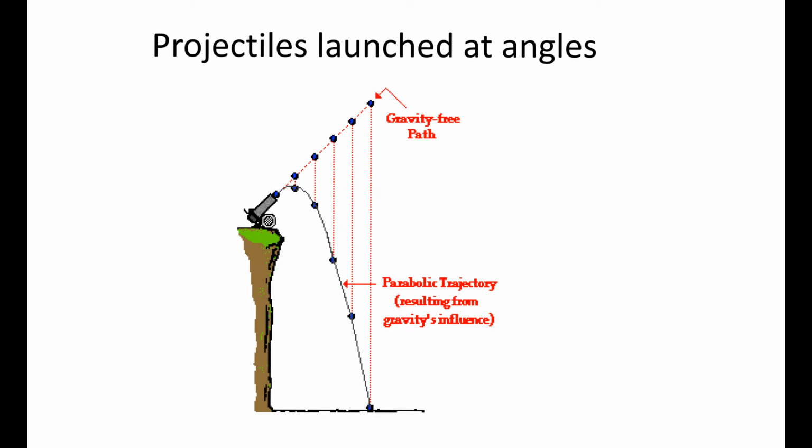Alright, so this is another diagram of how projectiles launched at angles work. You get the nice little parabola looking thing there. So if you launch it up, it will initially start going up and then change direction and go down at some point. But the horizontal part, whether it's gravity free or not, goes the same distance horizontally each second.